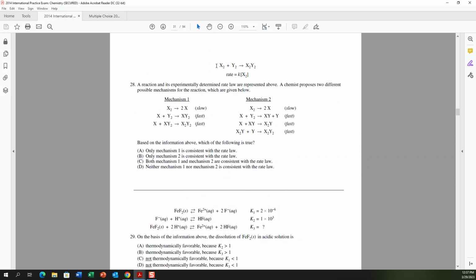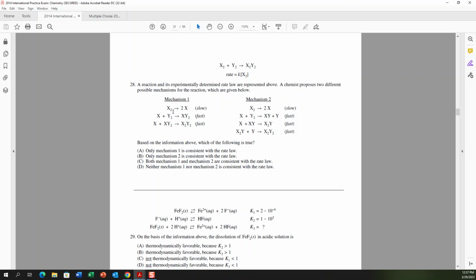So here we got a reaction, and we have the rate law. So notice that Y2 is not in the rate law, so they're telling us Y2 is zero order. We have to choose a mechanism here that's going to show Y2 is zero order and X2 is first order. And so remember, you're only interested in the rate determining step and anything above it. So since the first step is the rate determining step, that's all we'll look at.